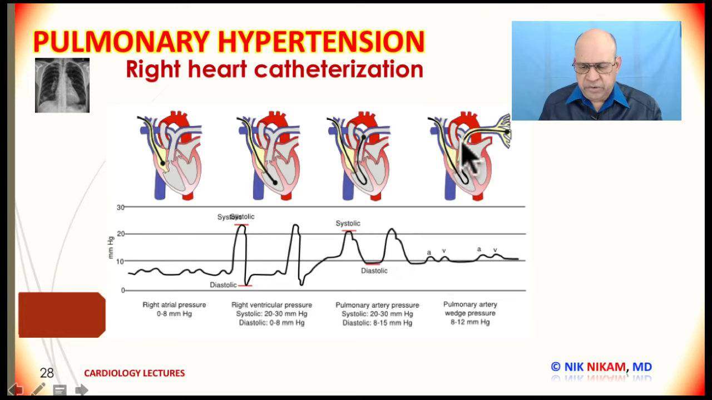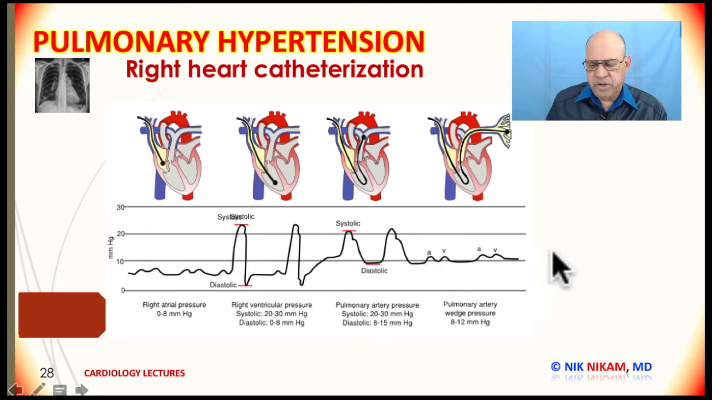As the catheter is advanced into the wedge position, we get the wedge pressure, which more or less corresponds to the diastolic pressure, except in patients with pulmonary arterial hypertension, where the wedge pressure actually reflects the left ventricular end diastolic pressure.